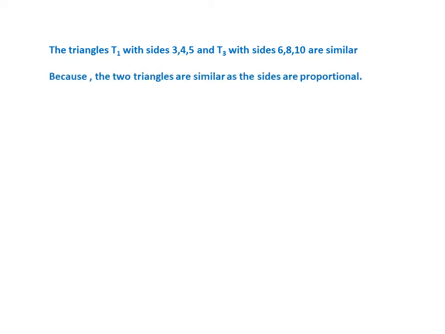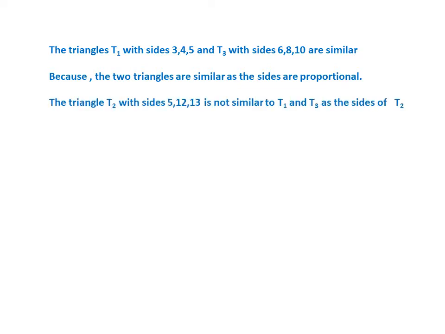It is from geometry: the two triangles are similar as the sides are proportional. So definitely T2 with sides 5, 12, 13 is not similar to T1 or T3 because they are not proportional. So this is the reason. This is purely based on the knowledge of geometry. So you can say that triangles whose sides are proportional are similar. Those whose sides are not proportional definitely cannot be similar. So this is the reason.